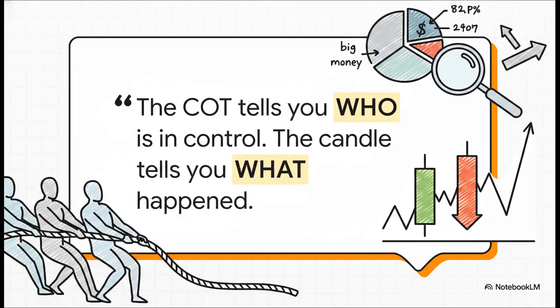So the crucial point we're driving home today is summarized perfectly right here. The COT tells you who is in control. The candle tells you what happened. Always trust the who. When you open up a chart tomorrow, please don't just hunt for random shapes. Figure out who the big money is actually backing. Map out the battlegrounds and just wait for the market to speak clearly in the direction of the dominant force.